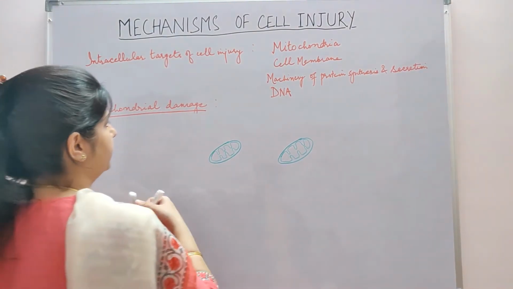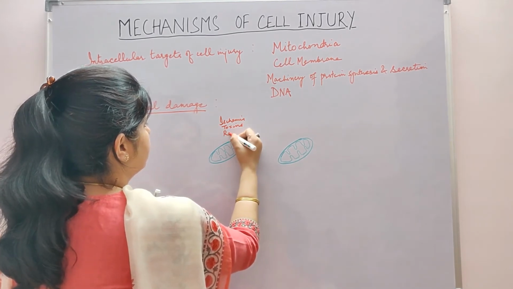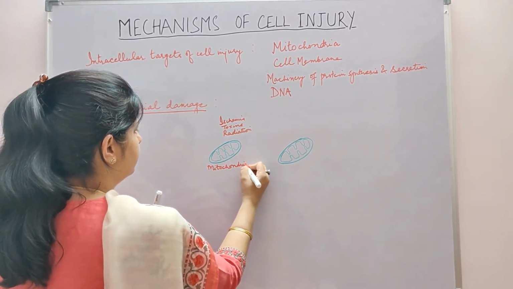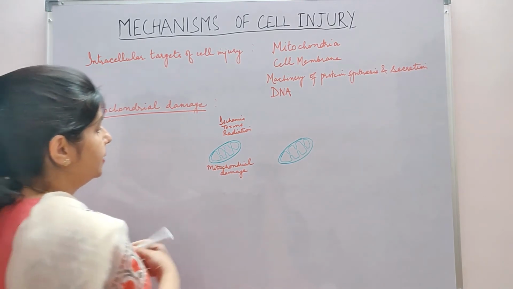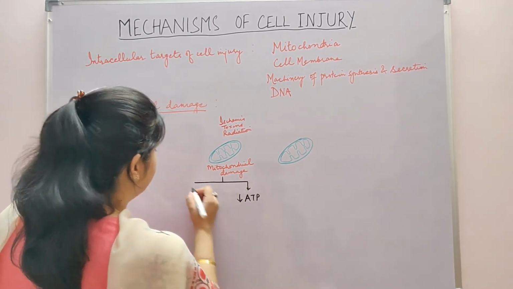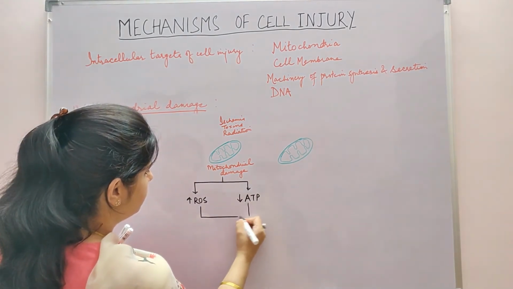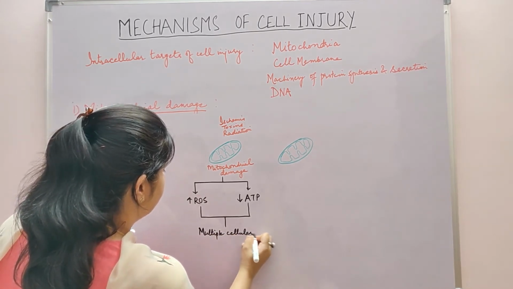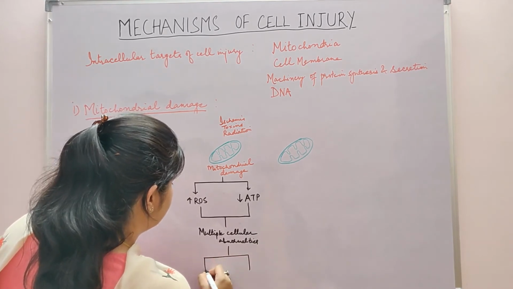Now the injurious stimuli in the form of ischemia, in the form of toxins, radiations, they cause mitochondrial damage, which will lead to decrease in the ATP, decrease ATP and increase in the reactive oxygen species. So both of these will lead to multiple cellular abnormalities, which leads to death by necrosis.